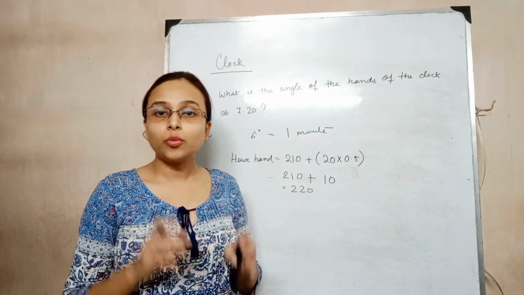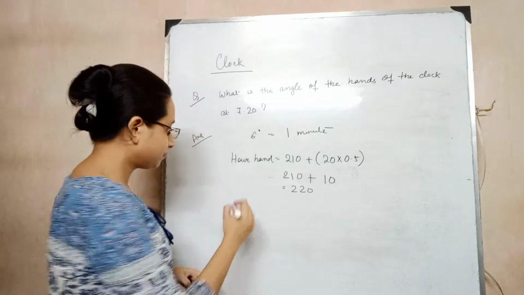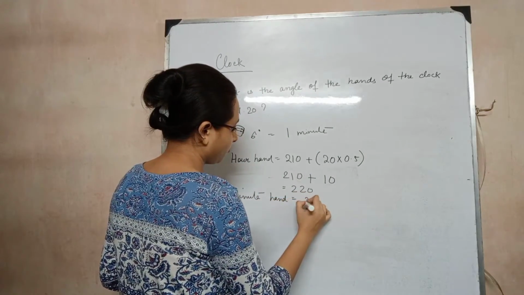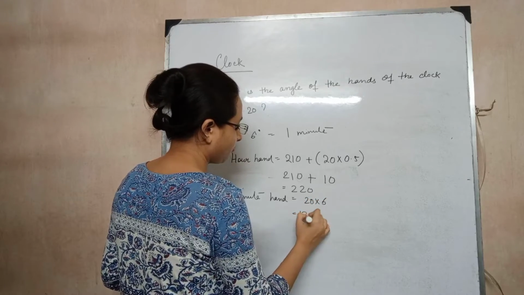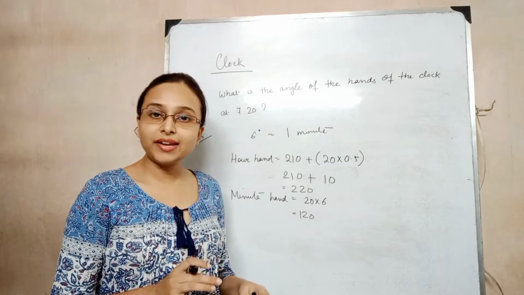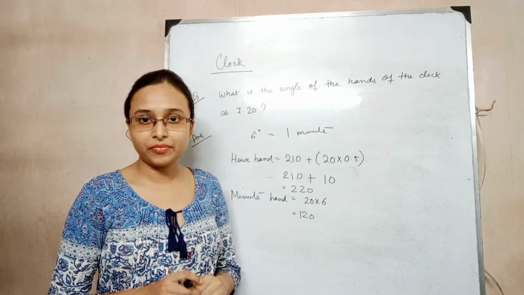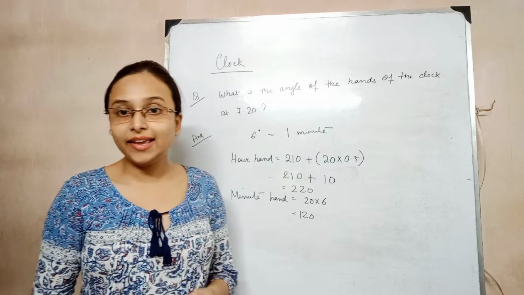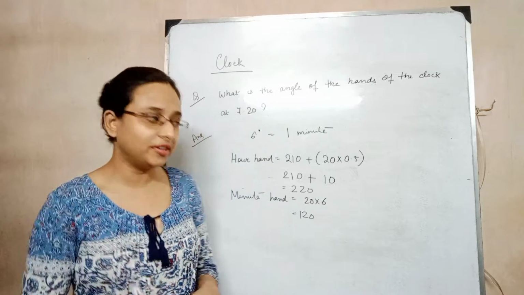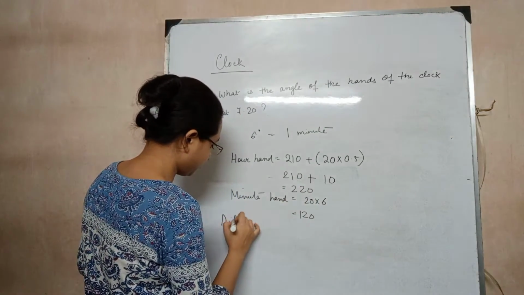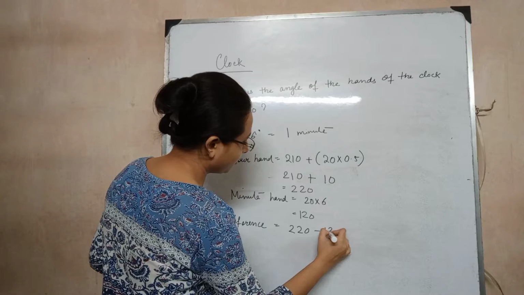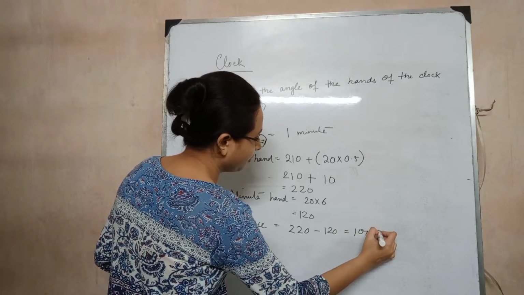This will show 20 into 6, that is 120. The minute hand moves at 6 degrees per minute. Now, the difference or angle between the hands will be 220 minus 120, that is 100 degrees. Right?